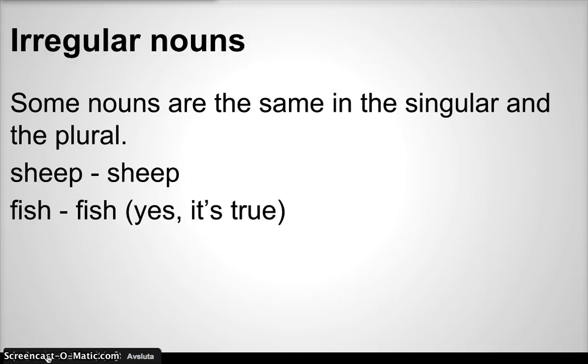And also there are some nouns that are the same in the singular and the plural. We have, for instance, one sheep, and we also have many sheep. And same goes for the word fish. One fish, many fish. And yes, it's true. I know that sometimes we hear fishes with ES added to it, but if you want to be grammatically correct, you shouldn't add anything if you're talking about more than one fish. It's just many fish. There are many fish in the sea, for instance. Okay, I hope it's clear to you now.